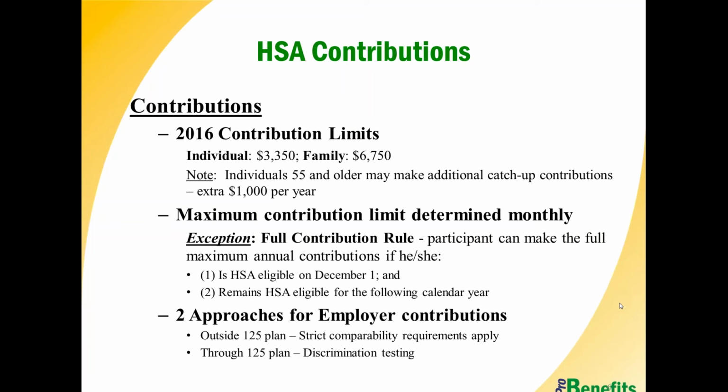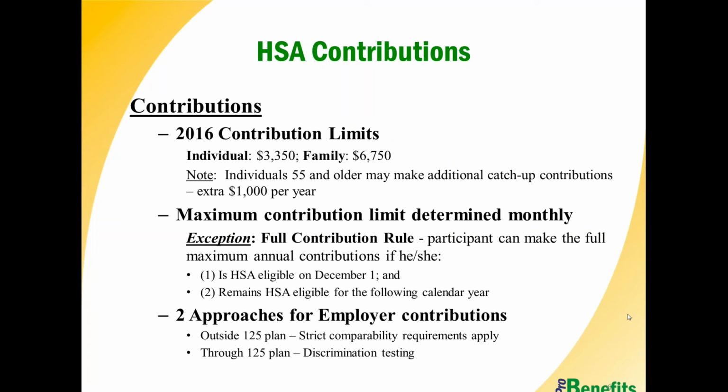Oftentimes, employers contribute to HSAs on behalf of their employees. There are really two approaches. First is outside of a 125 plan, and then second, employers can contribute through a 125 plan along with their employees. Contributions outside the 125 plan, strict comparability requirements apply to those contributions. What that means is employers generally are not free to vary the contributions for different employees. Essentially, all employees that are similarly situated with the same health plan and same tier of coverage should receive the same contributions. The same is generally true through the 125 plan.